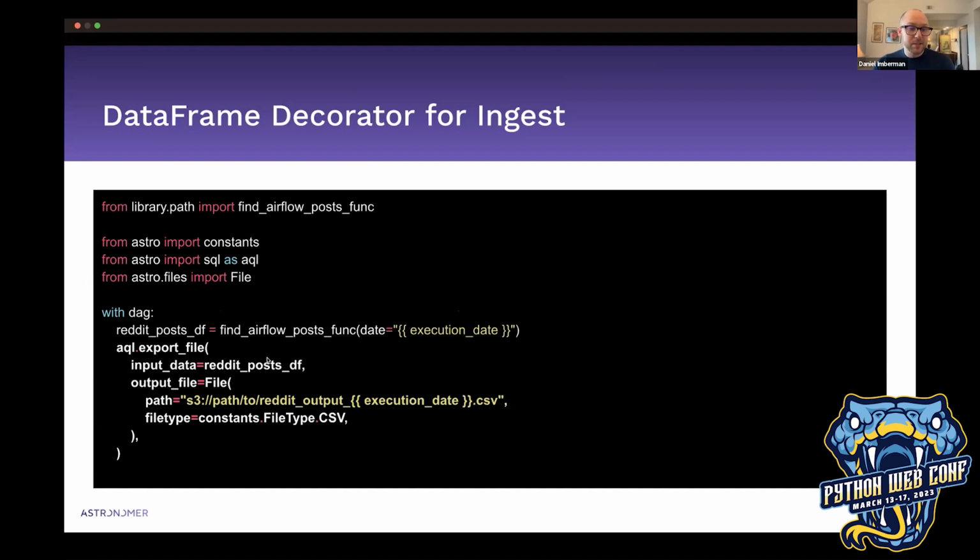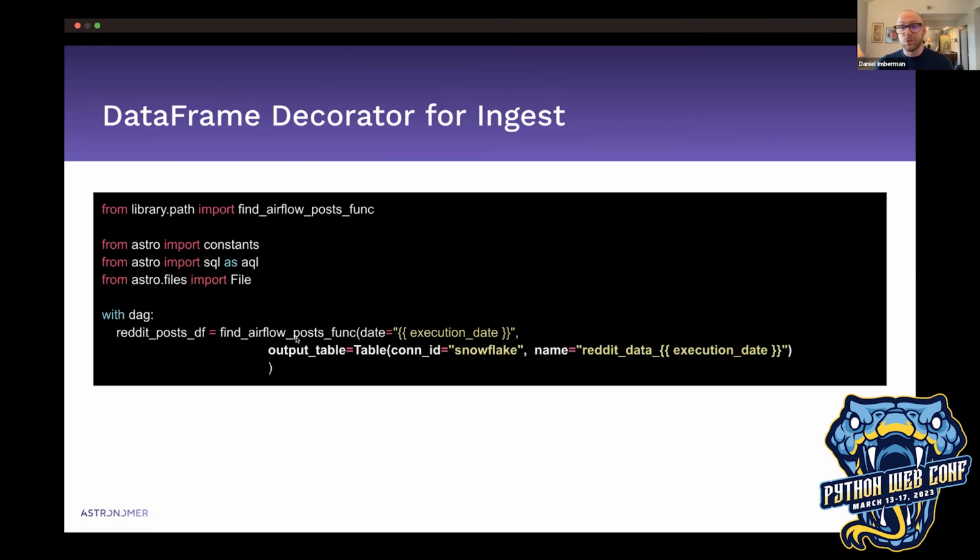When it comes to the pulling from data frames, as far as ingest goes, you can then export it to a file. So let's say you want it as a CSV file in S3. You can take that resulting data frame, pass it to this output file through the export file function, give it the S3 path you want to give it, and then say, I want this as a CSV file or Parquet or ND-JSON.